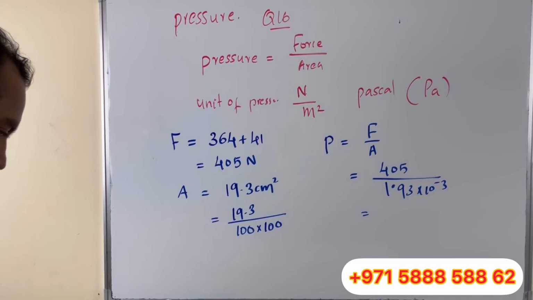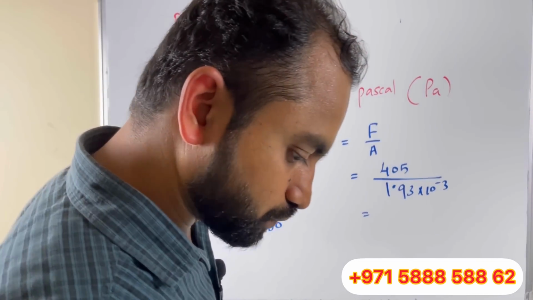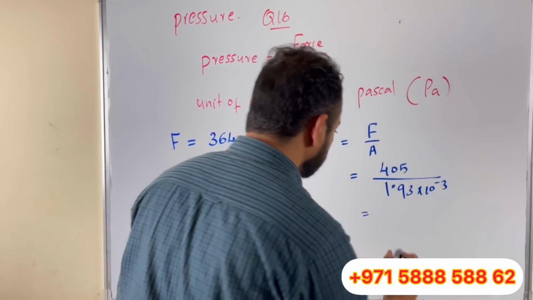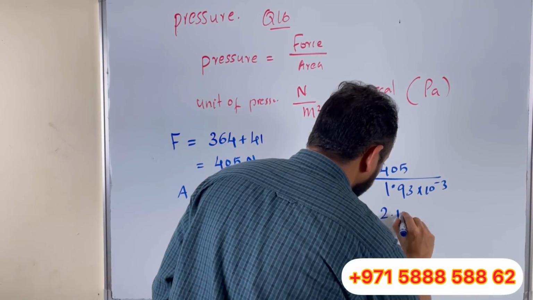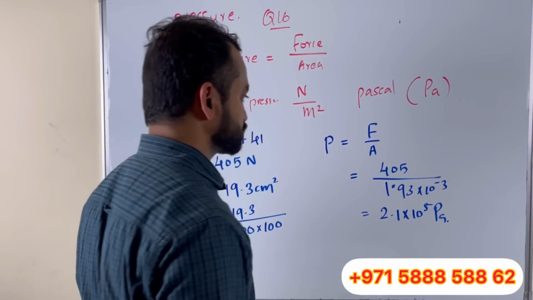405 divided by 1.93 times 10 to the power negative 3, that is 2.1 times 10 to the power 5. 2.1 times 10 to the power 5, unit of pressure is Pascal.